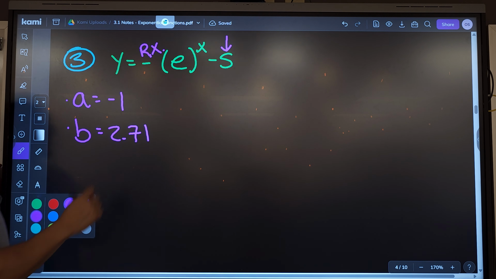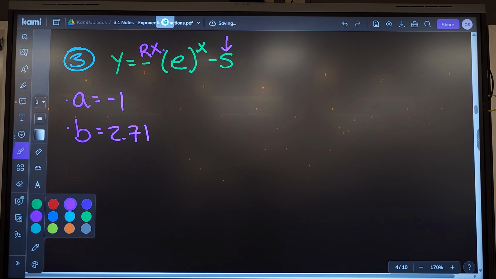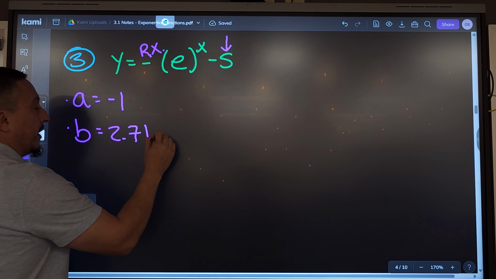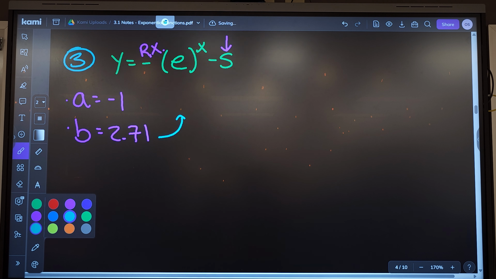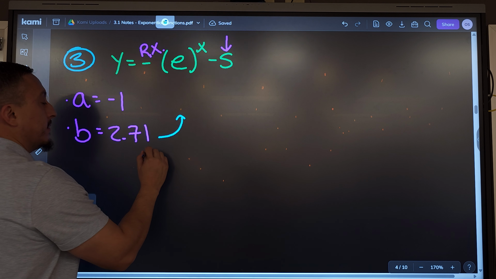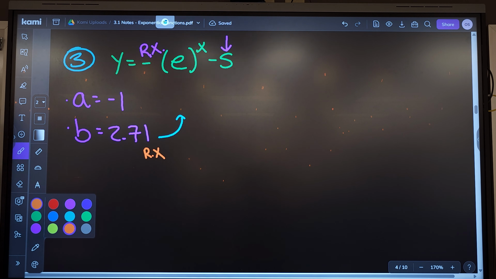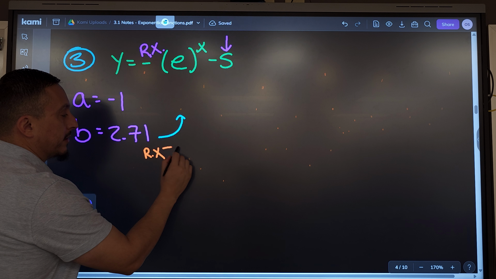2.71. That's what I want you to see when you see the E. Okay, so is that a growth or a decay? Growth. 2.71 is bigger than 1. So I know it should look like this under normal circumstances, but I have a reflection on the x, right? So the negative, the reflection on the x is going to flip that, right? So we talked about, so it will actually end up looking like that.